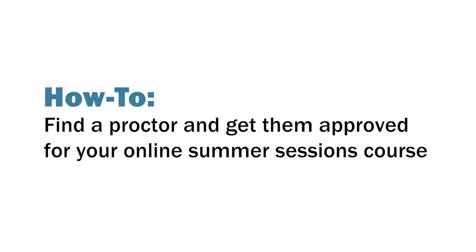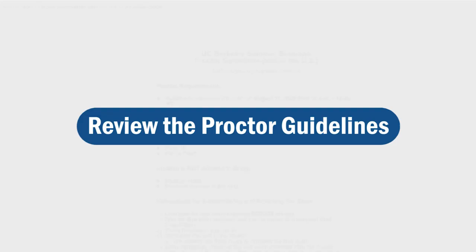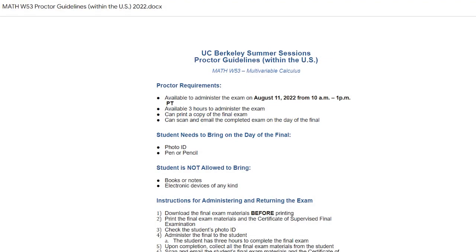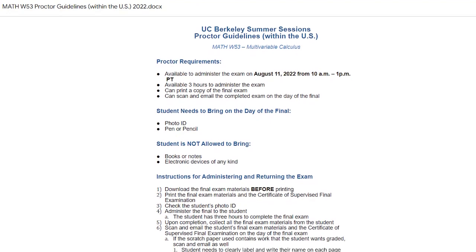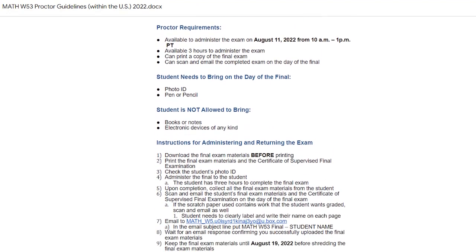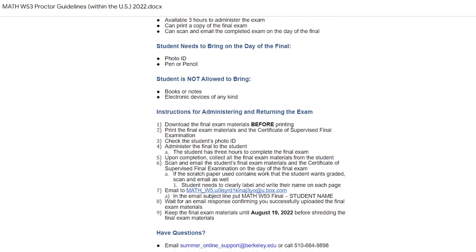The first step to finding an off-campus proctor is to review the Proctor Guidelines for your course. It contains logistical information as well as the steps that need to be taken on exam day. It's recommended to also share these guidelines with your proctor when you contact them.